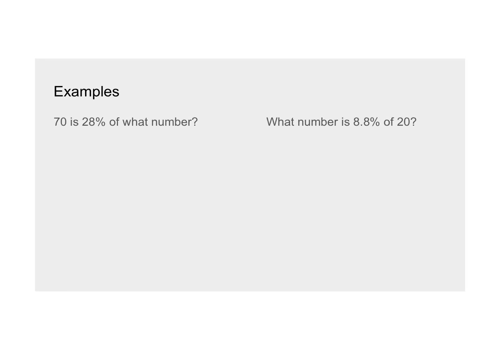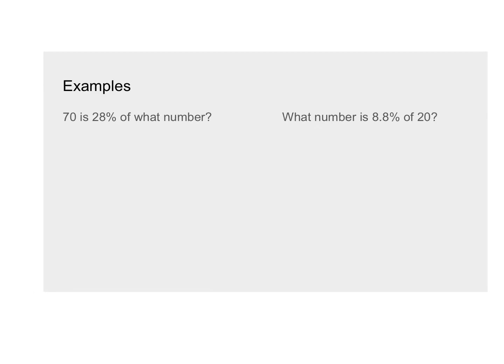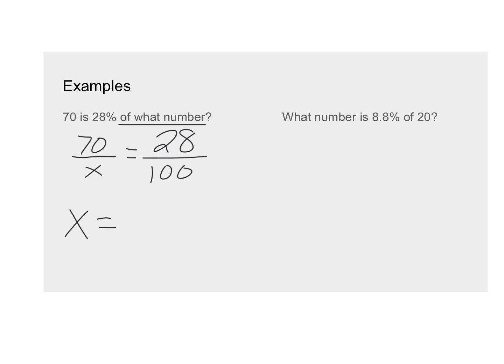Go ahead and try these two on your own. Try and set them up. It says 70 is 28% of what number? What's a dead giveaway? The percentage. 28% over 100. And then we have to decide if 70 is the whole thing or if it's a part of it. Why is it a part of it? It's looking for how much it is of what number? So we need x. What did you get when you cross multiplied and divided? You all know how to do proportions, right? We've had a lot of practice. Okay, let's set up the next one.